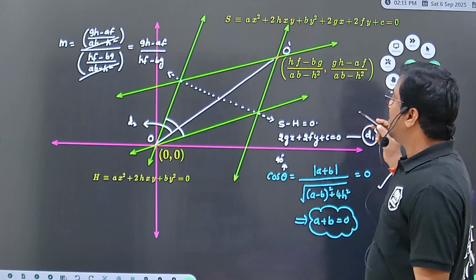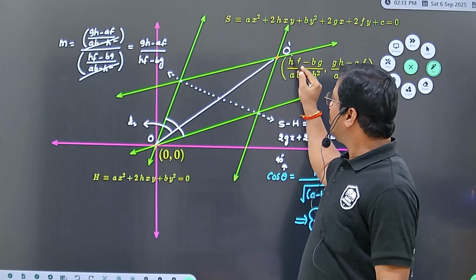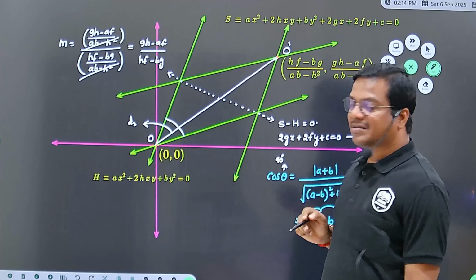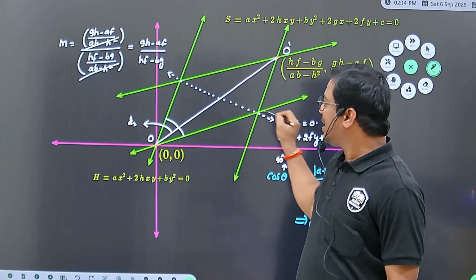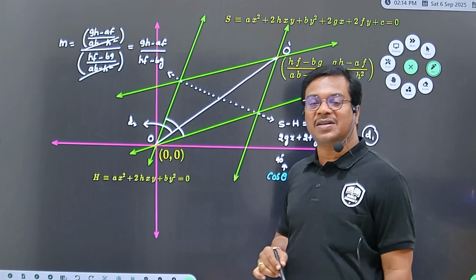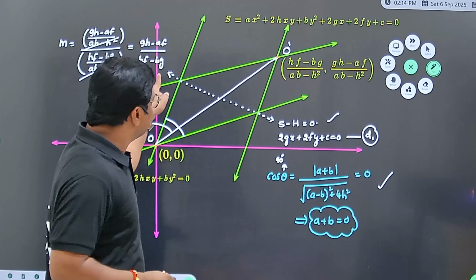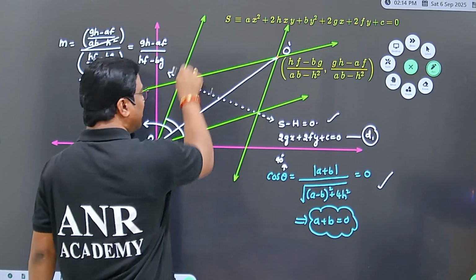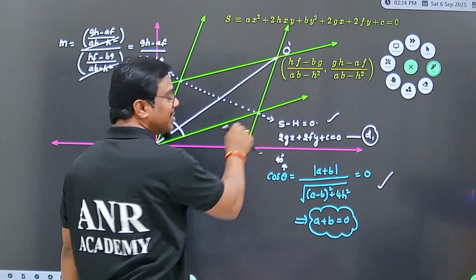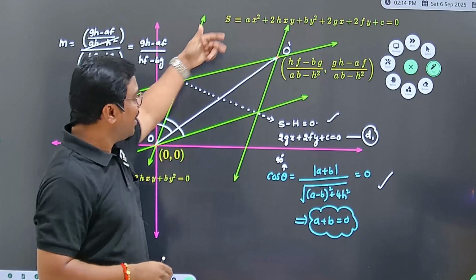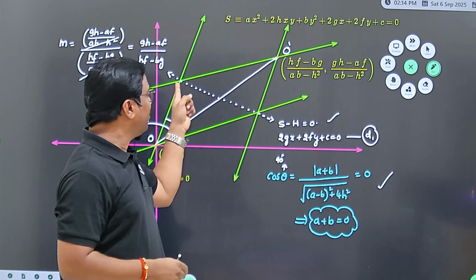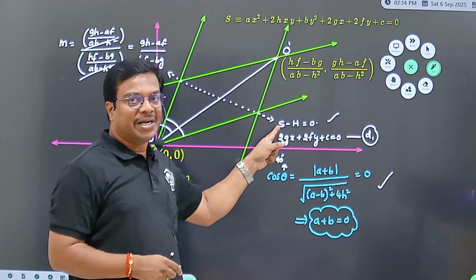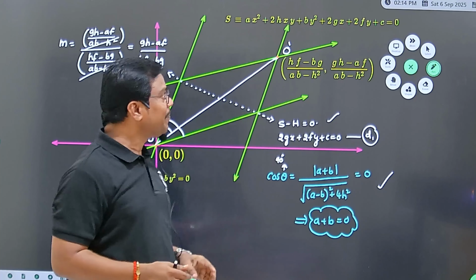Here one diagonal is clearly OO', and the other diagonal is this dotted line. This dotted line's equation can be written as S minus H equal to 0. Why? Because this line is passing through the points of intersection of the pair of lines H equal to 0 and S equal to 0. Here you have 2 points, and passing through these 2 points you have the diagonal, so I am going to write the equation as S minus H equal to 0.